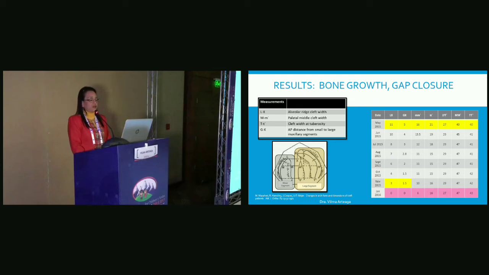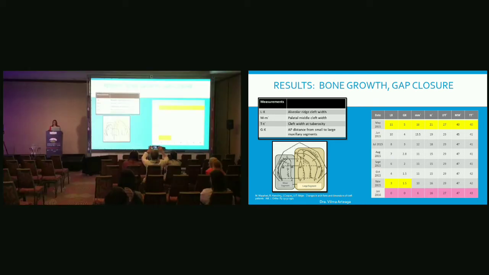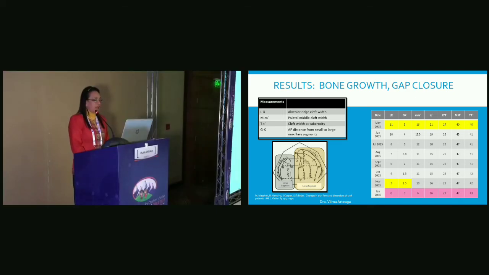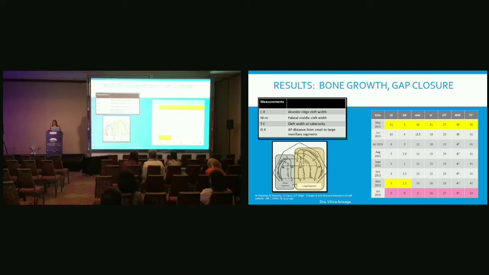These are the results of this patient. The alveolar ridge started with 11 millimeters, and 7 months after starting the treatment, before we sent him to the primary lip repair, he had a 3 millimeter gap between both segments. And the anterior-posterior difference was 5 millimeters at the beginning and 1.5 millimeters at the end.